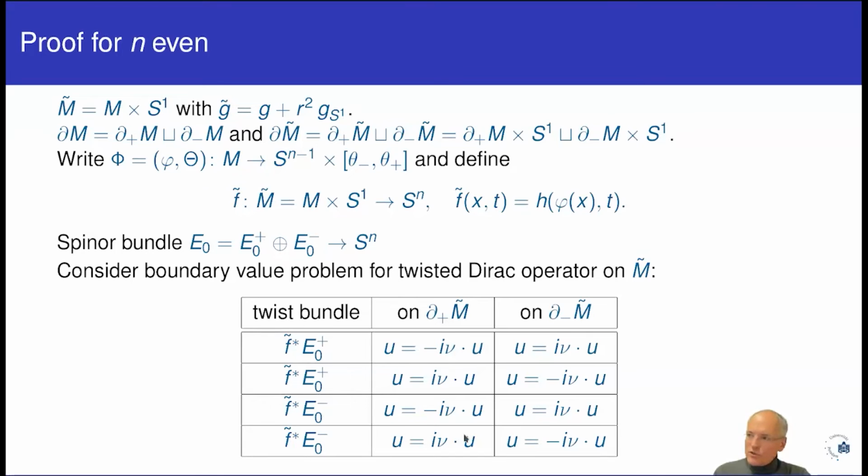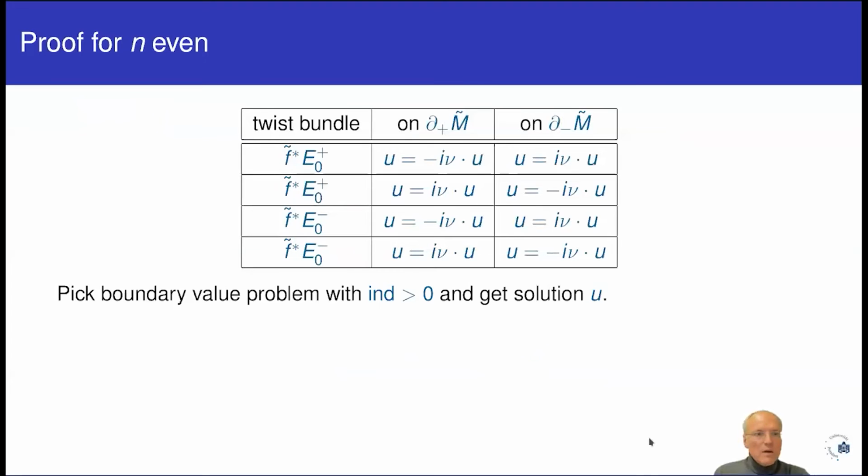What I want to get is one boundary value problem out of these 4 which has a positive index, because positive index means I can find a solution. Since they are negatives of one another, if there is no positive index appearing, this means that all the indices have to be 0. That is the only thing that could happen. But then we can apply the holographic index theorem and compute these indices by reducing them to the boundary, and then apply the usual Atiyah-Singer index theorem.